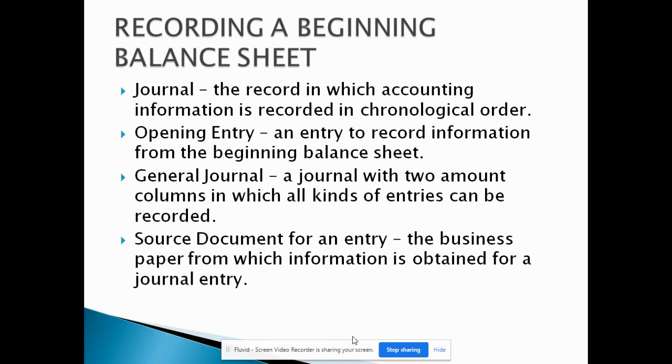Opening entry is an entry to record information from the beginning balance sheet. So that is what we're going to do for this demonstration. We're going to create an opening entry. General journal is a journal with two amount columns in which all kinds of entries can be recorded. I will be showing you that later on. Source documents for an entry are the business papers from which information is obtained for a journal entry. So these are the receipts, the checks, etc.